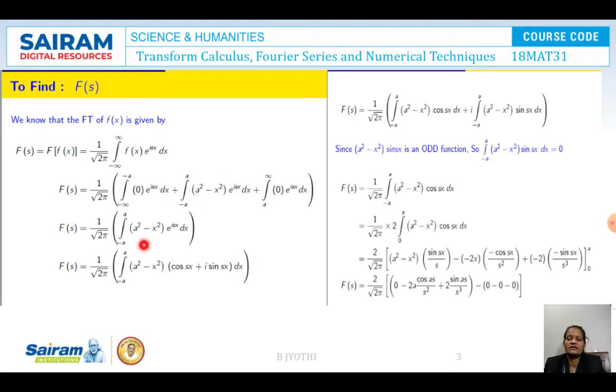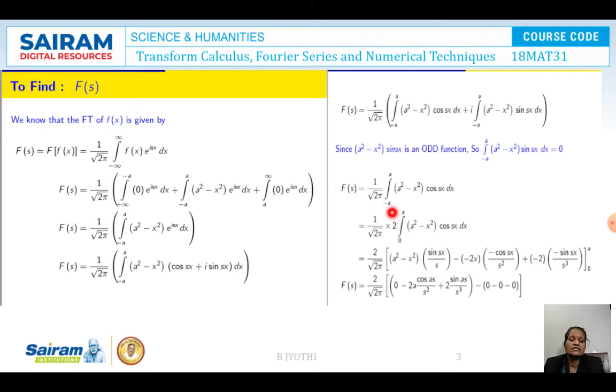So when we integrate, it is (a² − x²) e^(isx), which can be written as cos sx + i sin sx, dx. Now separate the terms: the integral of (a² − x²) cos sx dx plus i times the integral of (a² − x²) sin sx dx. Since this part is an odd function, the sine part, it will be 0. Let us consider only the cos function. So (a² − x²) cos sx dx will be integrated.